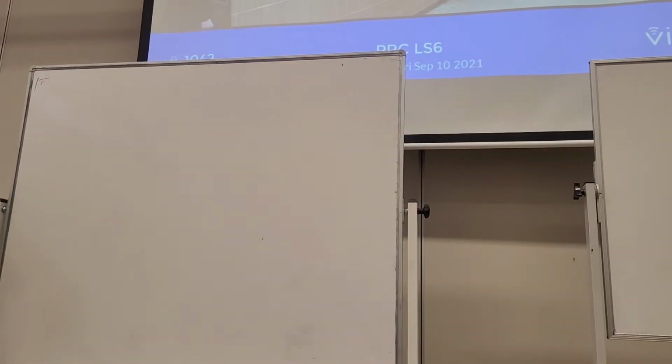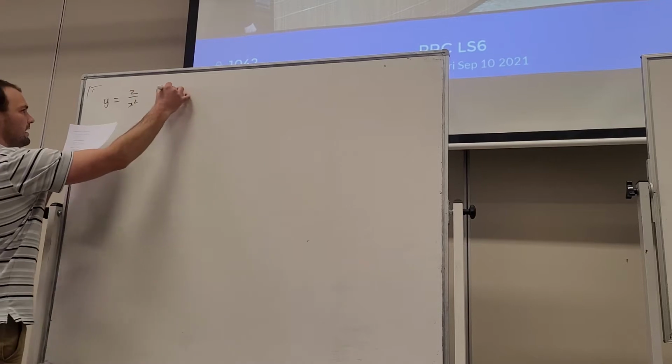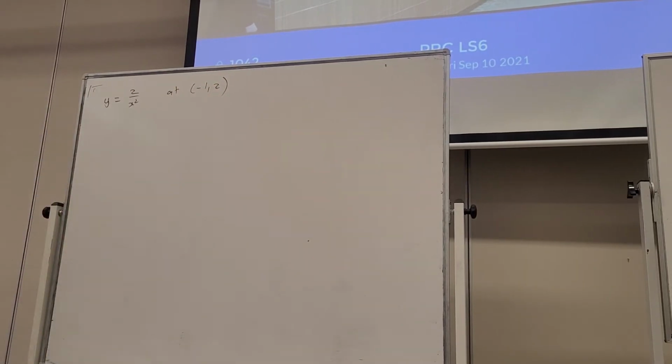Equation of a tangent to y equals 2 on x squared at x is minus 1 and y is 2. Alright, and I'm going to bring my Vivi up here as well, because I might do some graphing.